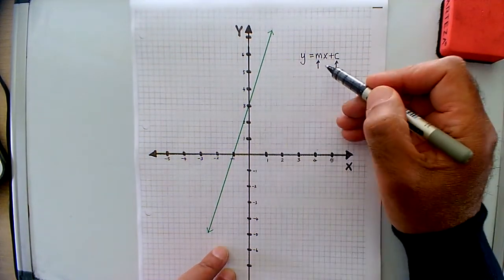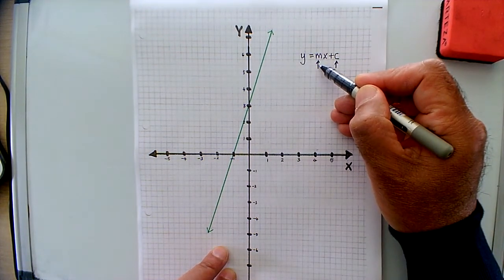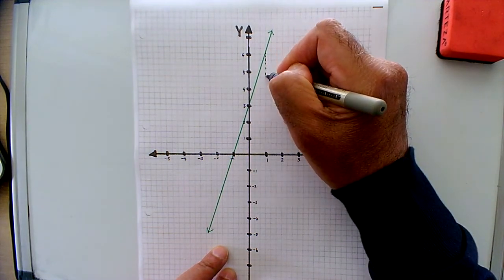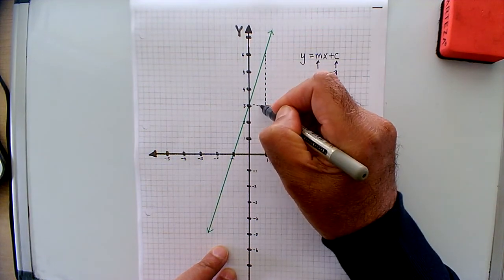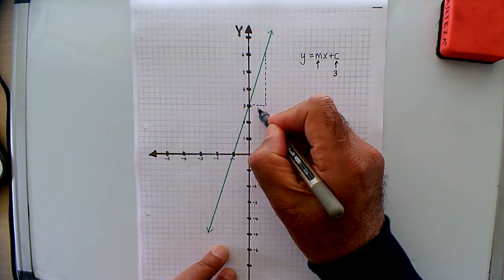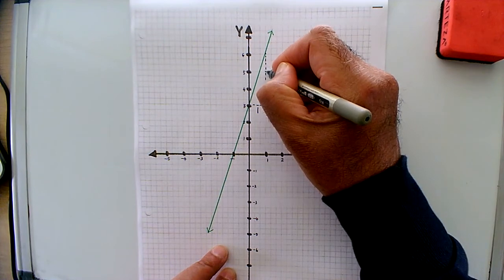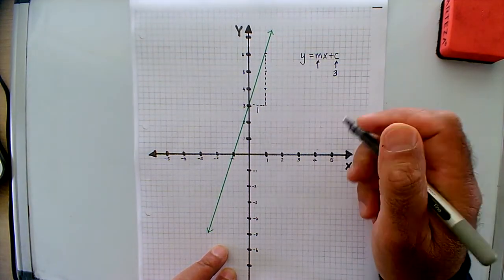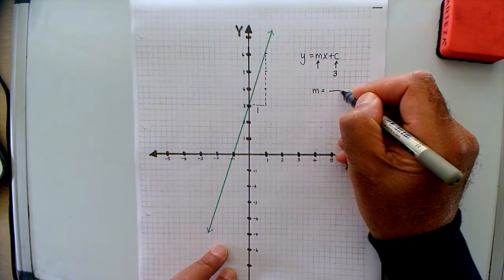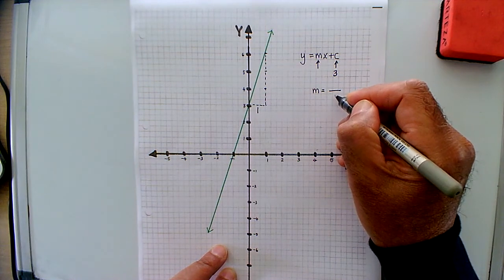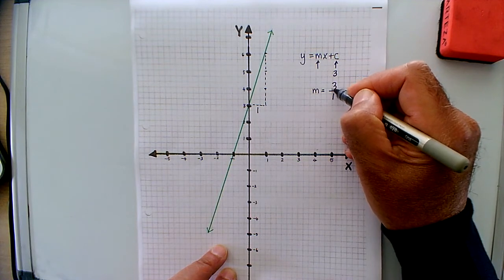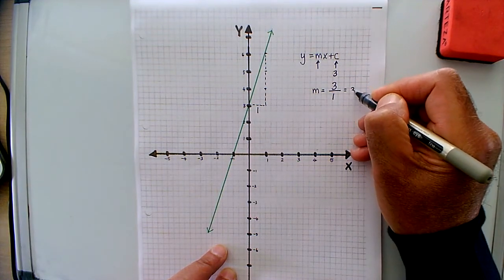Now, looking for m or its gradient, I look at the line and I can see, or I can draw a ramp here for example, and this is telling me to go across 1 and up 3. So the gradient, the number on the bottom tells you how far across to go, which is 1, and go up 3. Now 3 over 1 is 3.